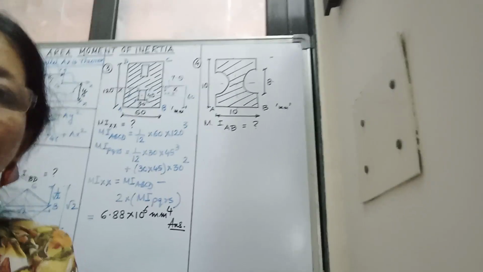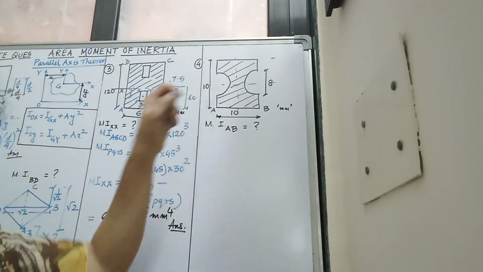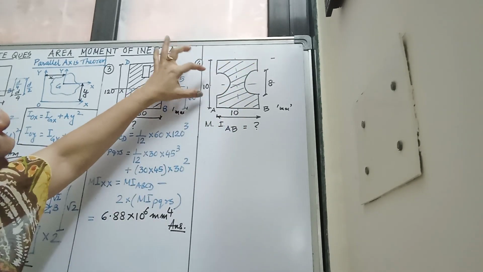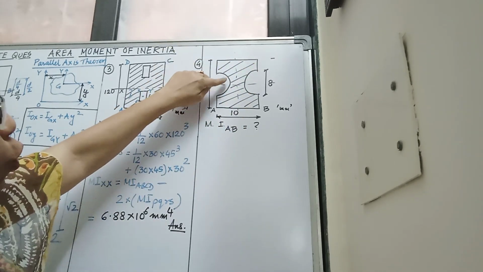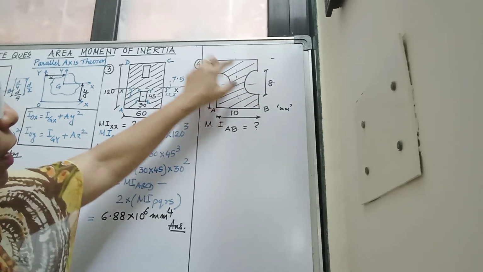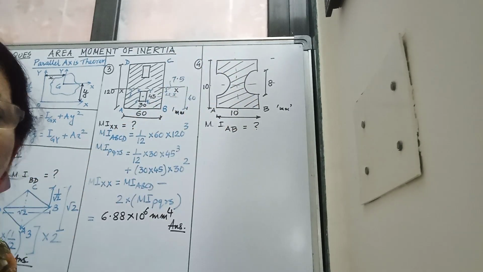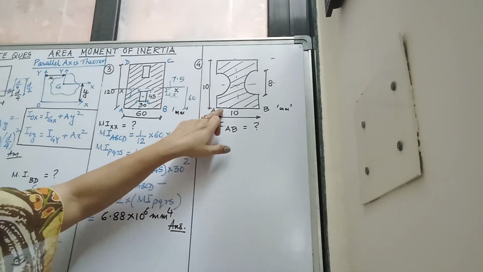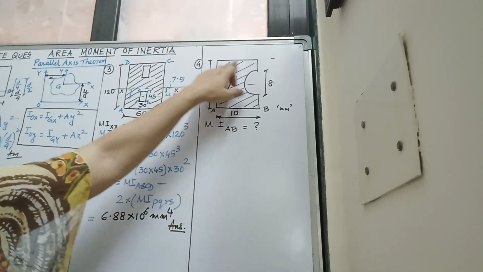See the problem number 4. Problem number 4 is given. This is also one rectangular shape. From that rectangular shape, 2 semicircles have been cut. Now the shape becomes like this. You have to find the moment of inertia about its base AB of this shaded area.